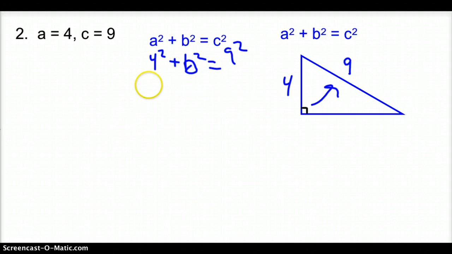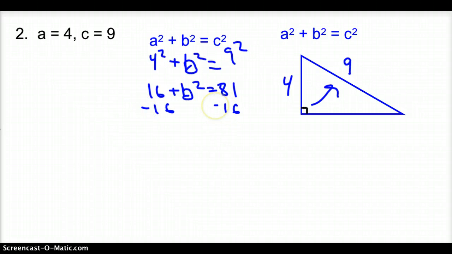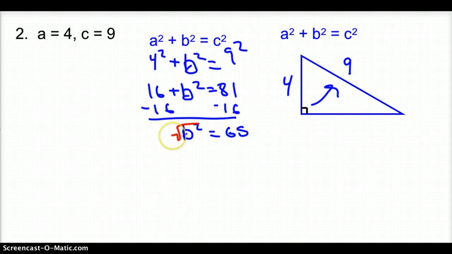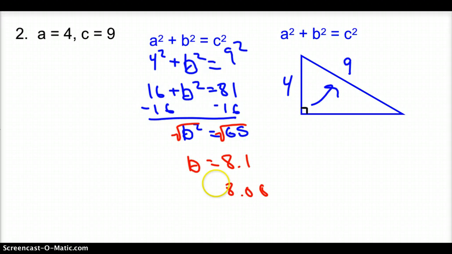Multiply out your squares, so we have 16 plus b squared equals 81. Subtract 16 from both sides, so we get b squared equals 65. Again, how do you undo a square? You have to square root both sides, so b equals 8.1. Now I rounded up there, it really equaled 8.06, so I rounded to the tenths place, which is fine for right now.